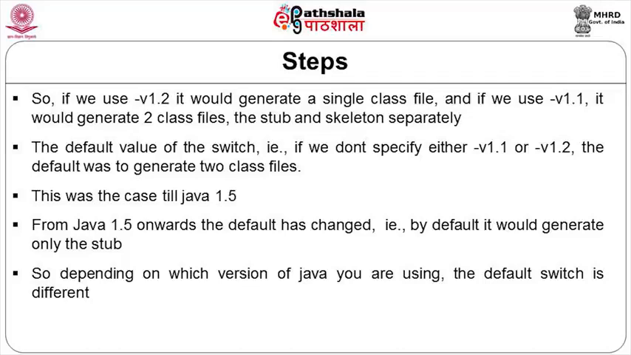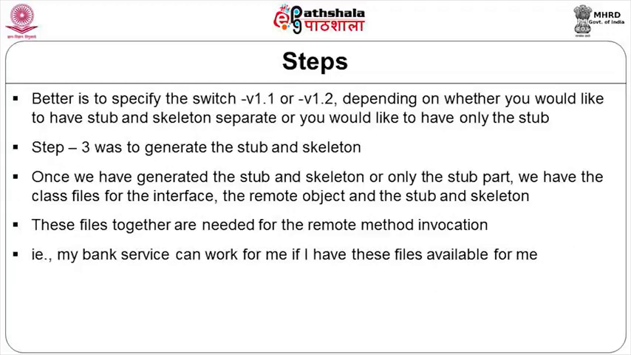If you use RMIC without any -v option, -v1.1 or -v1.2, fine. You will be getting two class files or one class file depending on which version of JDK you are using. So better is to specify -v1.1 or 1.2 according to what you feel comfortable. Okay, you want stub and skeleton separate, or you might like to have only the single stub file.